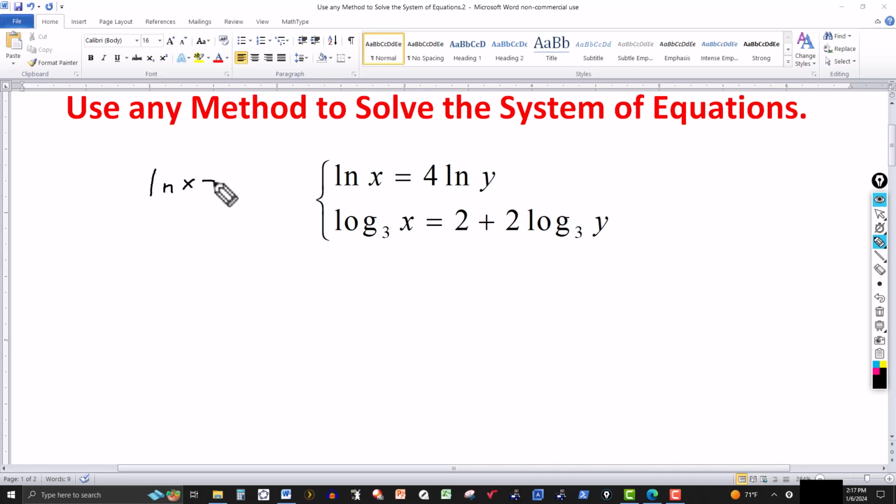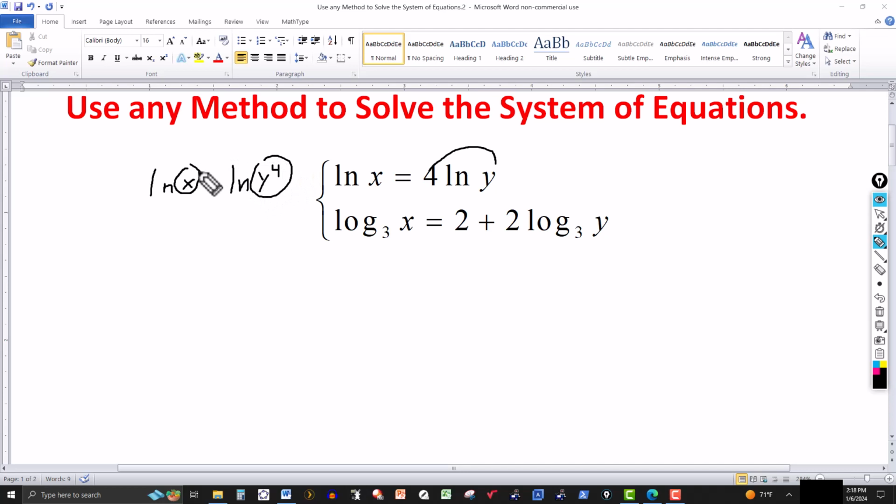And then I'm going to use the property of logs that allows me to take this coefficient here into an exponent. So this will come over here as an exponent. And this would be ln of y to the fourth. So now I have a natural log of x equal to the natural log of y to the fourth. Nothing else is added or subtracted.